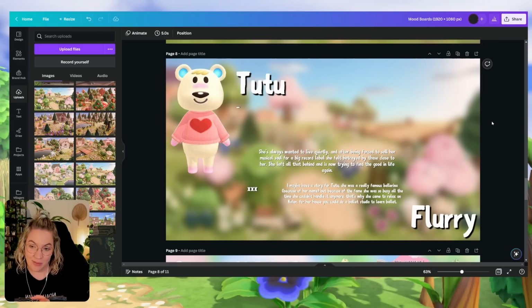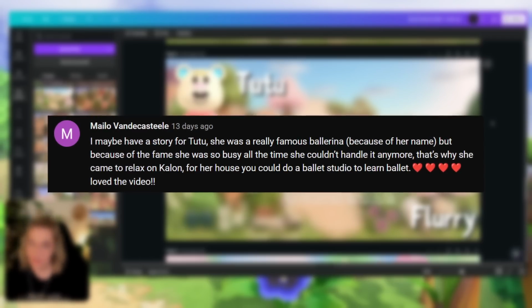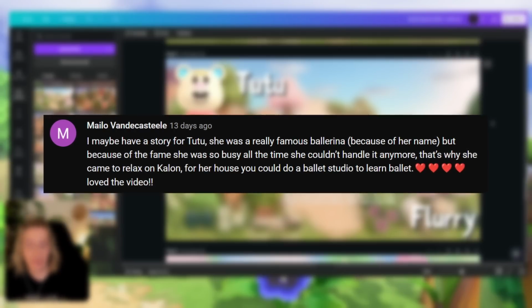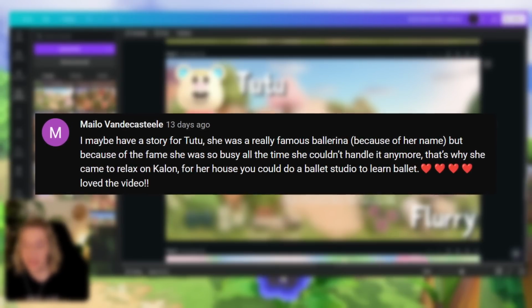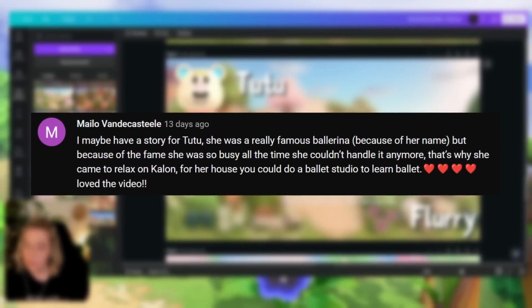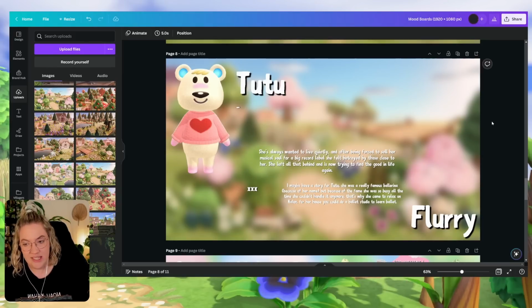And then I think my personal favorite is she was a really famous ballerina because of her name, Tutu, but because of the fame, she was so busy all the time that she couldn't handle it anymore, and that's why she came to relax on Kalon. For her house, you could do a ballet studio to learn ballet. I think that is a beautiful idea.